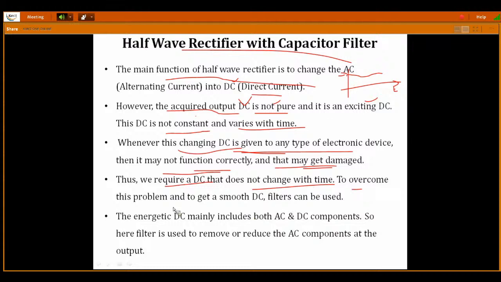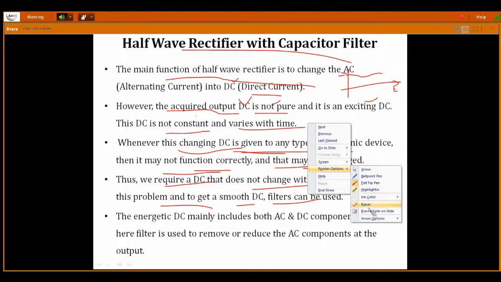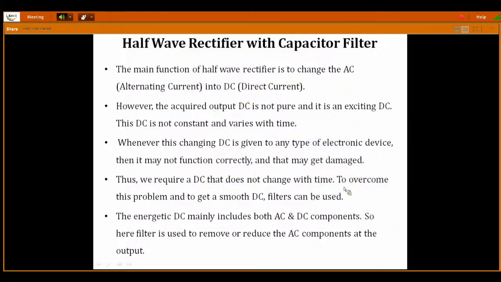Okay, to overcome this problem and to get a smooth DC, filters can be used. That is the main reason we use filters. To get a smooth DC, the filters can be used. The other name for this pulsating DC is nothing but your energetic DC.